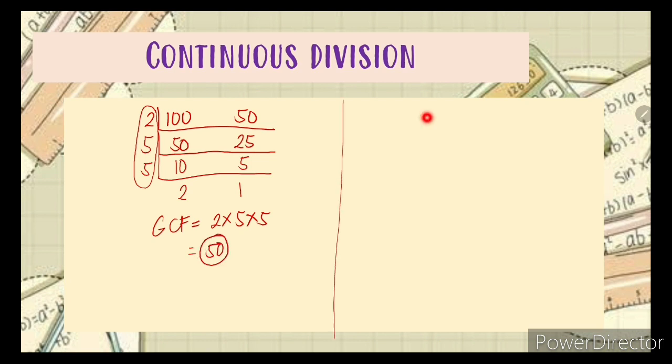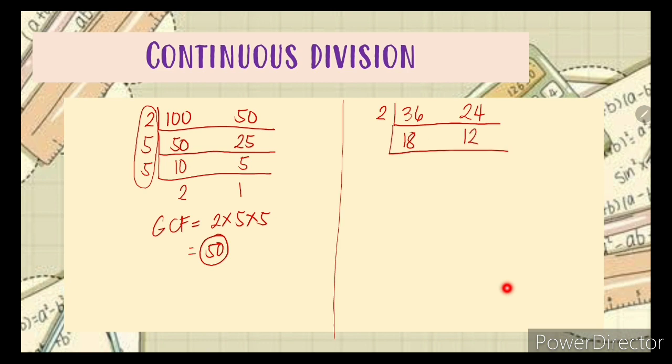Okay, another example for continuous division. We have 36 and 24. So, divide natin. Kanino kayang prime factor natin sila pwedeng i-divide? Let us divide them by 2. 36 divided by 2 is equal to 18. 24 divided by 2 is equal to 12.